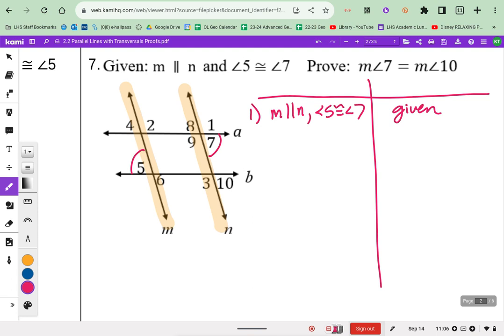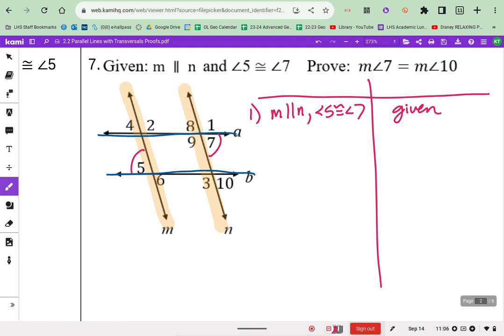All right, let's talk about a few things on number 7. So first of all, I heard from a couple of groups saying that 7 and 10 are corresponding, but they're not. Because do we know that A and B are parallel? No, only M and N are parallel. So notice 7 and 10 are on the lines A and B and on the transversal N. So we can't say 7 and 10 are congruent because they're not on parallel lines.